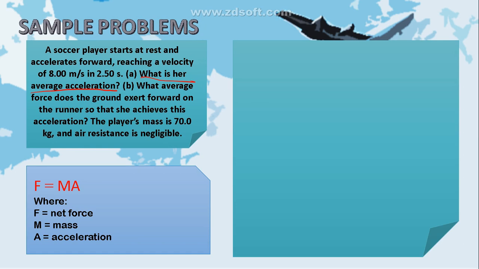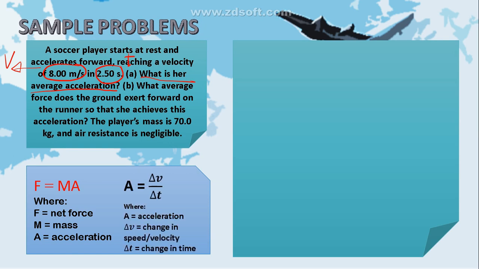So, if you look, we have 8 meters per second. Actually, this is a velocity or speed. So, V. And then, we have time here, 2.5 seconds. So, actually, just a side note, acceleration is also equal to change in speed or in velocity all over change in time. So, all you need to do is divide the speed by the time to get the acceleration. Because, right, our acceleration is in meters per second squared.